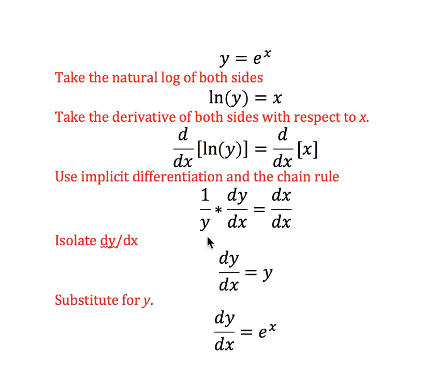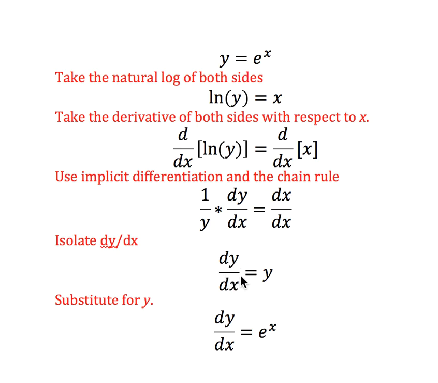Okay, so we have 1 over y times dy dx equals dx dx. Well, dx dx is just 1. So that's going to go away. Then we want to isolate dy dx because that's what we're looking for. So we're going to multiply both sides by y. And so we get dy dx equals y.